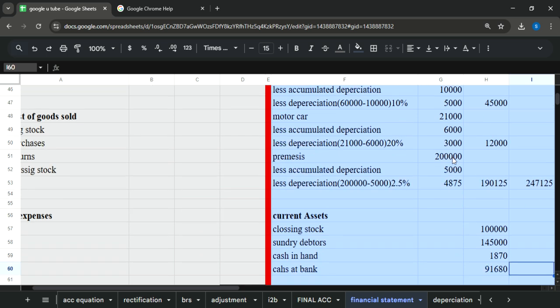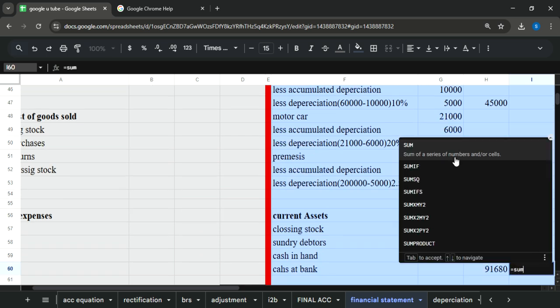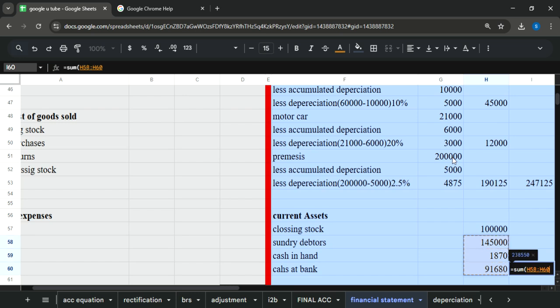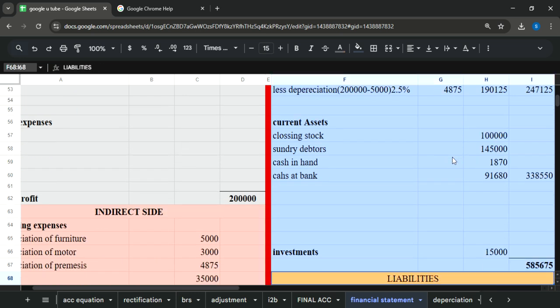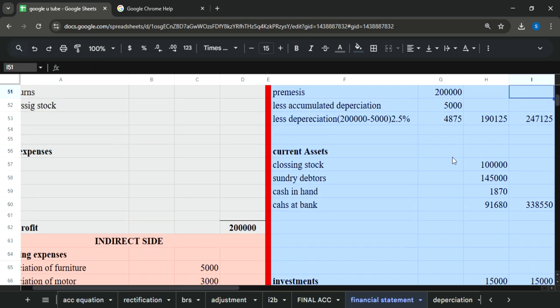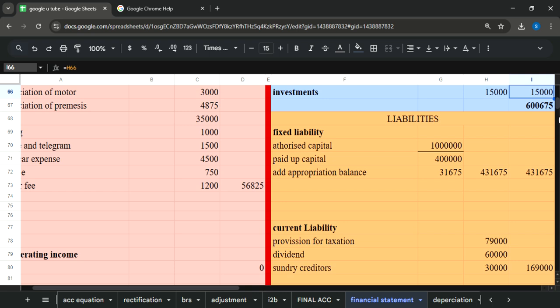It's now time to see how much the amount of current assets is. These were four and we have taken the sum. Investments, only one amount of investment is present, 15,000. So you have three elements related to the balance sheet. This is your fixed asset total, this is your current asset total, and next investment total. The sum of these three would be considered the grand total of assets, and we have got 600,675.